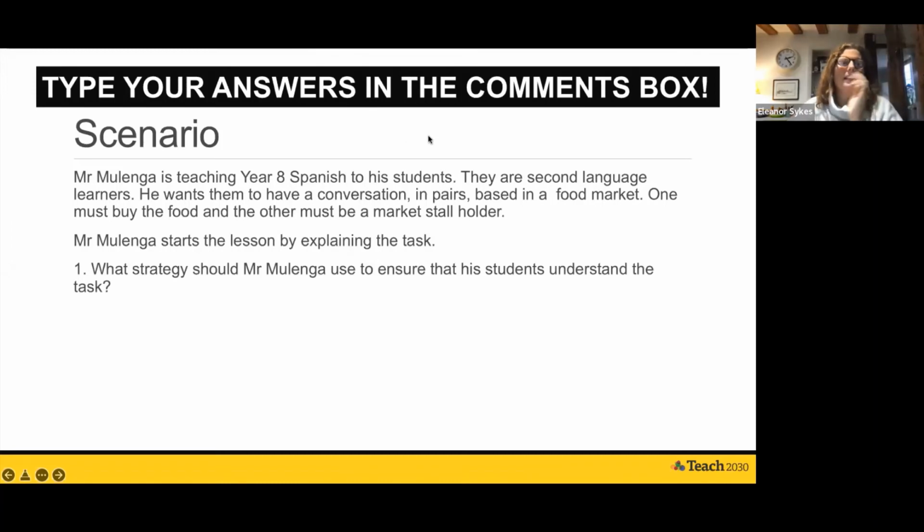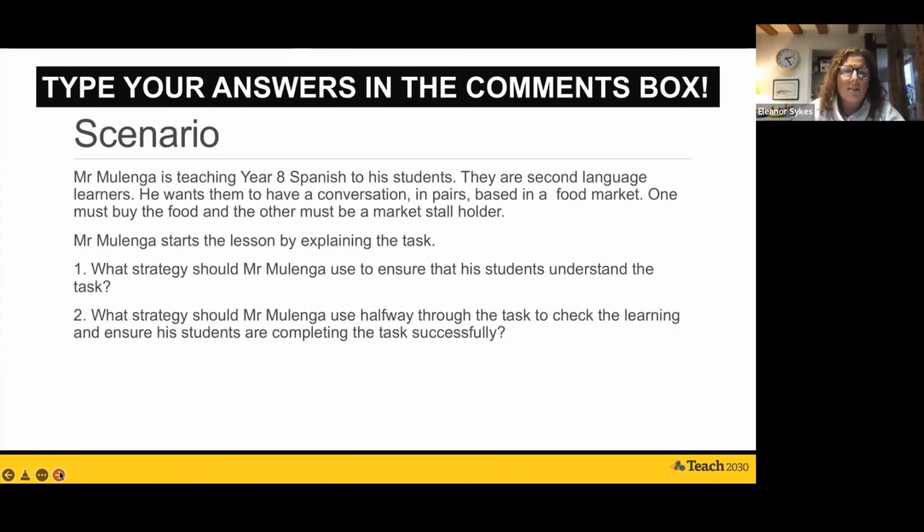No, okay. Well, Mr. Malenga could ask somebody to tell the rest of the class what they had to do. He could ask them to discuss it in pairs. He could ask children for thumbs up, thumb down if they know what they're supposed to be doing. So there's lots of things he could do to start off.